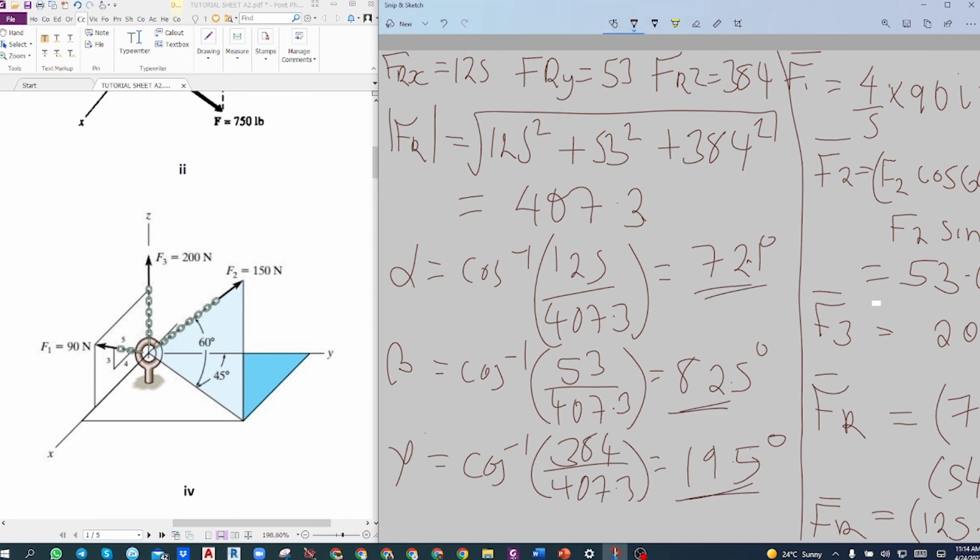Those are the answers for the second part. So we found the magnitude first, and then we get the direction angles. So even though the writing is not so nice, please try to follow through, and we'll try to improve these videos. Perhaps I need a proper writing stylus, but for now let's do with this.